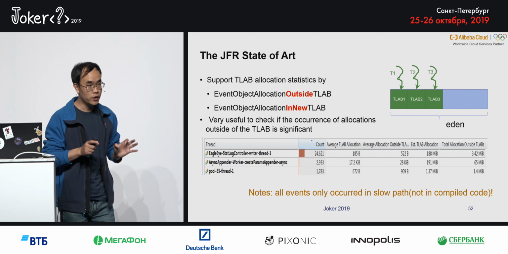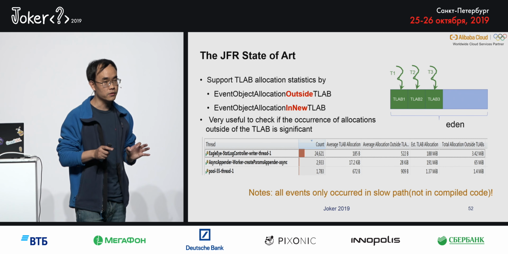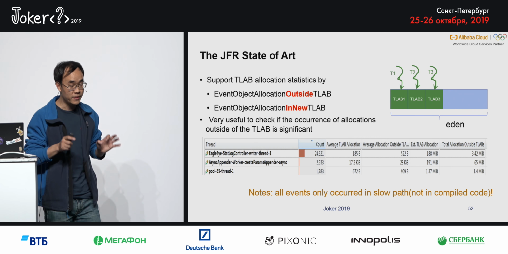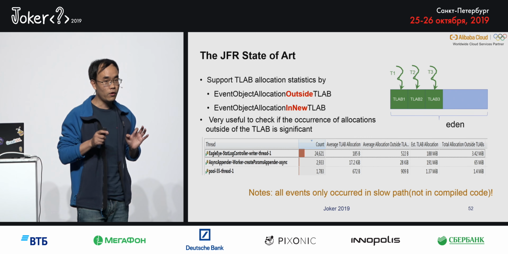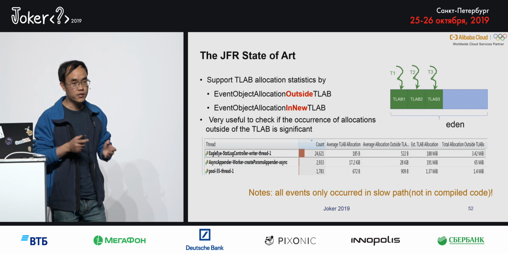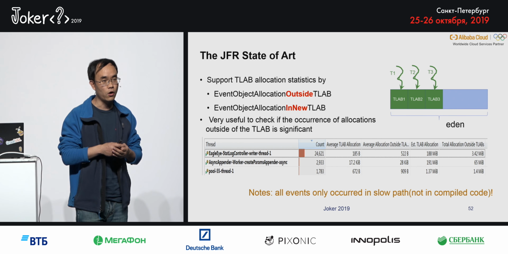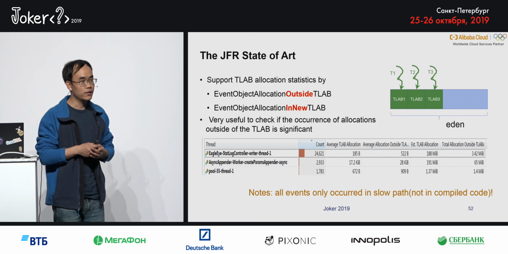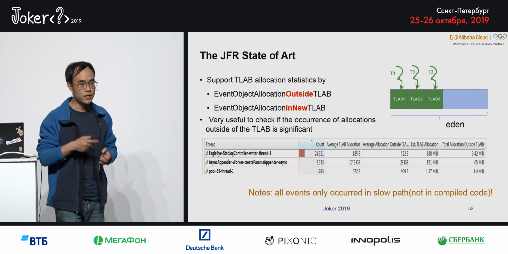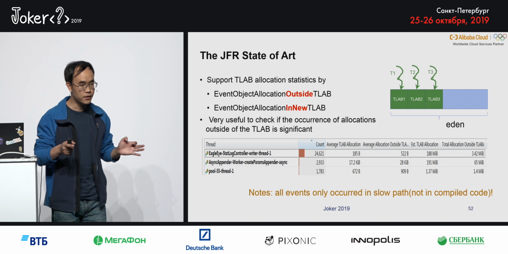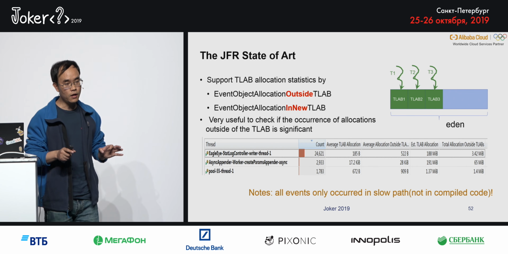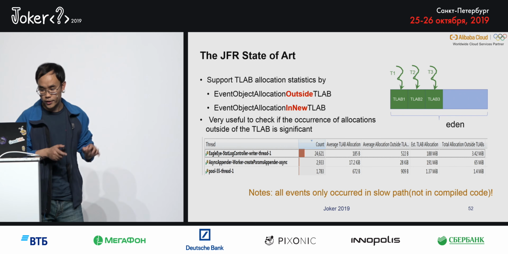Actually, this information is quite useful for developers. For example, if significant allocation happened outside TLAB, I think you have two choices to optimize your application. The first is to optimize your object and reduce the size of the object being allocated. Or you can adjust the TLAB size and increase it. Because at this moment, you just get a performance penalty on TLAB allocation.